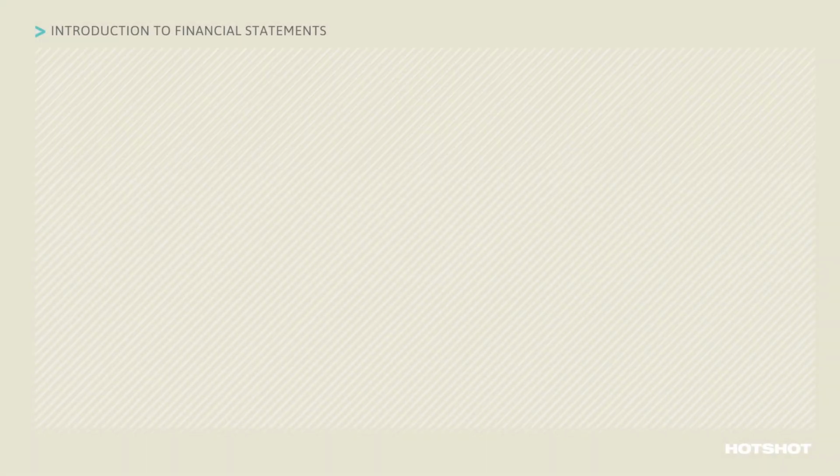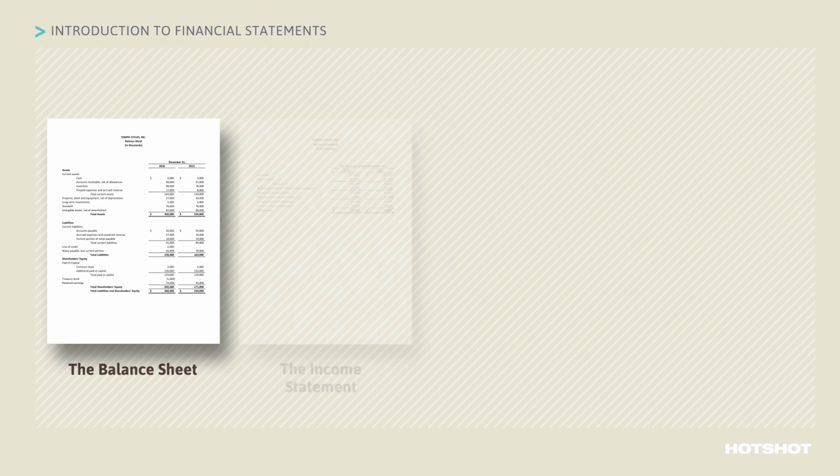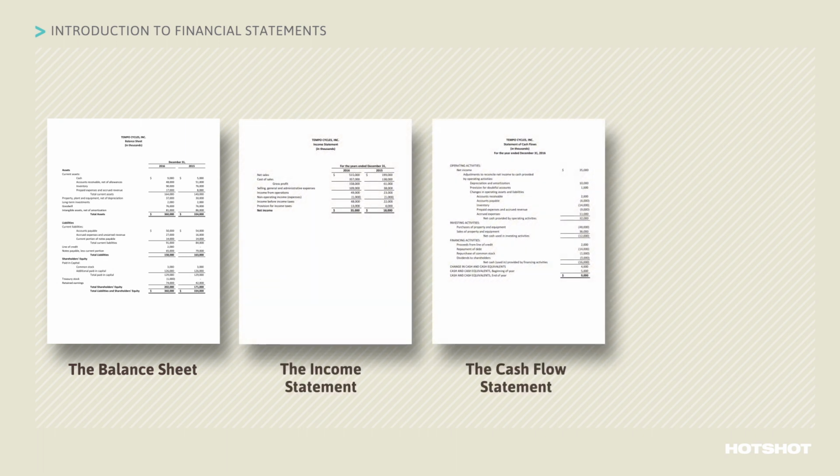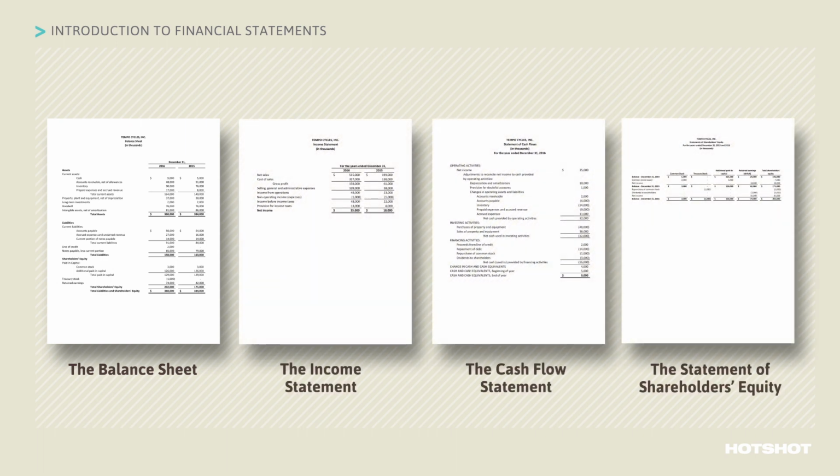The four main financial statements are the balance sheet, the income statement, the cash flow statement, and the statement of shareholders' equity. The hotshot courses on the individual statements provide a lot more detail on each of them, but here's a quick summary of what each statement tells us.